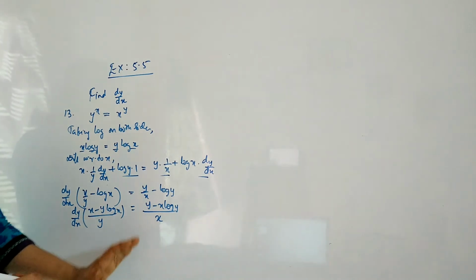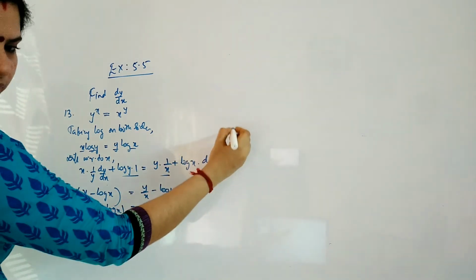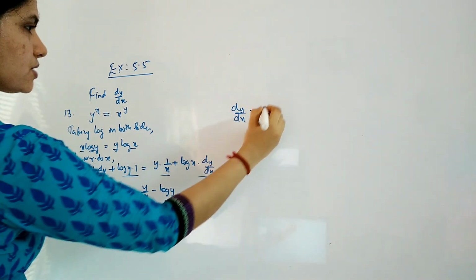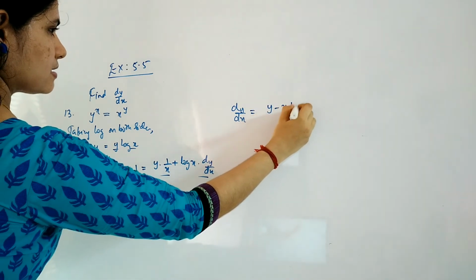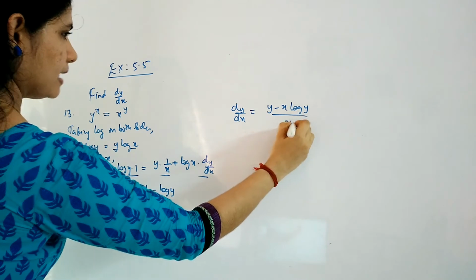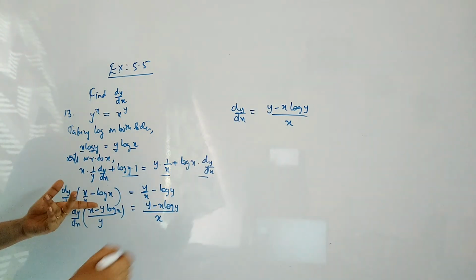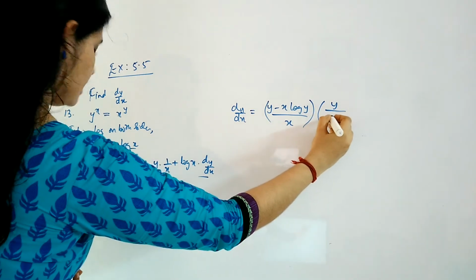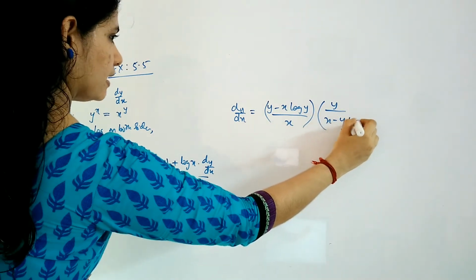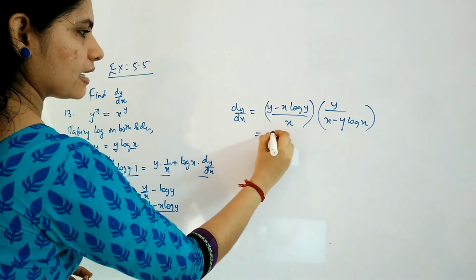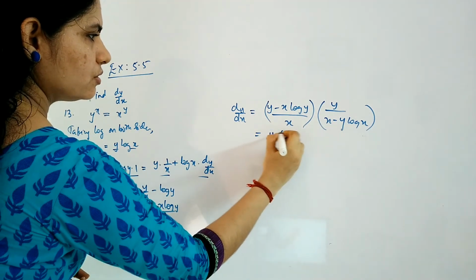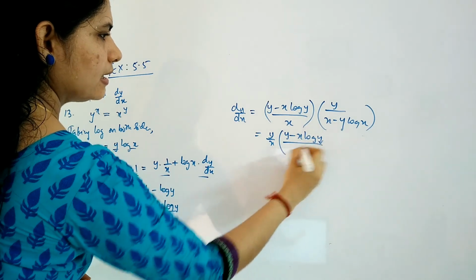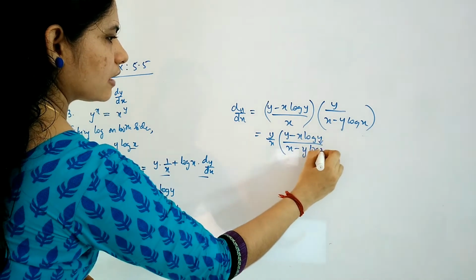Now you have to take this to the other side so that you will get dy by dx is equal to y minus x log y divided by x, and this will have the reciprocal form. So this will become y by x minus y log x, or else you can write y by x into y minus x log y divided by x minus y log x.